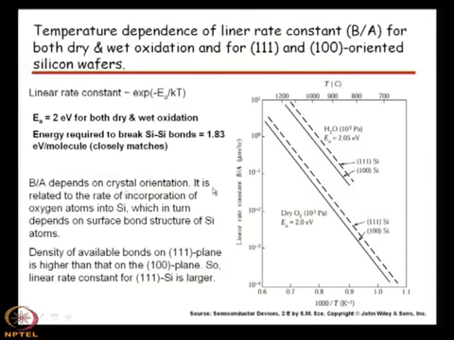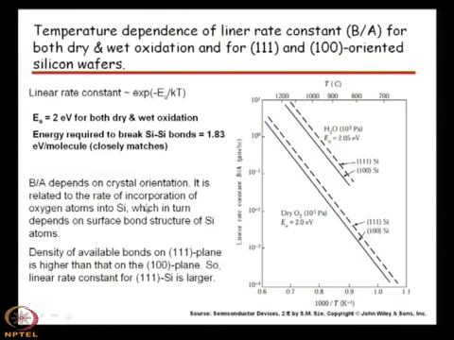Also we see that this B by A, the linear rate constant, depends on crystal orientation, in the sense that 100 silicon has a smaller value than 111 silicon. So why does the value differ? Why does it depend on the crystal orientation? That is a very important observation made by investigators for SiO2 thermal oxidation. It is related to the rate of incorporation of oxygen atoms in silicon.